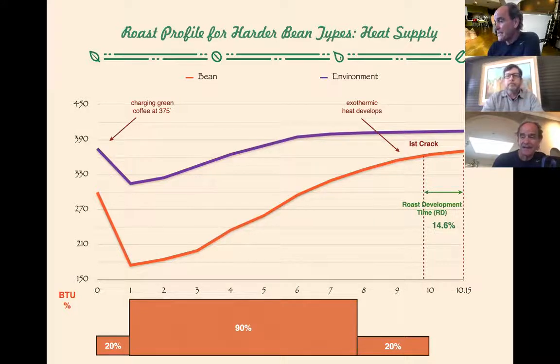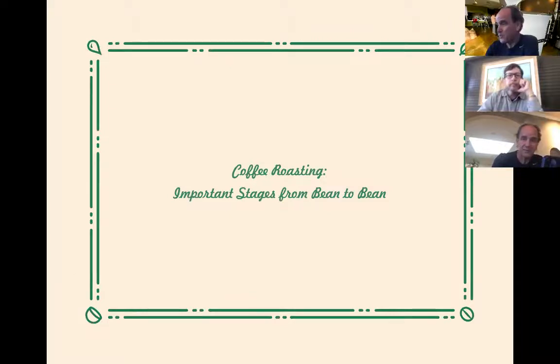And then actually in this example, we turned the burner off almost completely, and at some point completely, when the first crack was in full swing, in order to finalize the roast development, which was in this case 1.5 minutes, 90 seconds, a roast development time of 14.6%. And so this gives you two examples of a softer bean versus a harder bean roast profile.